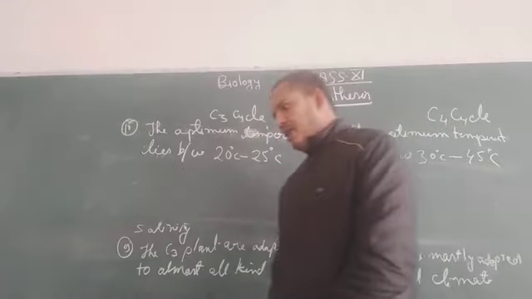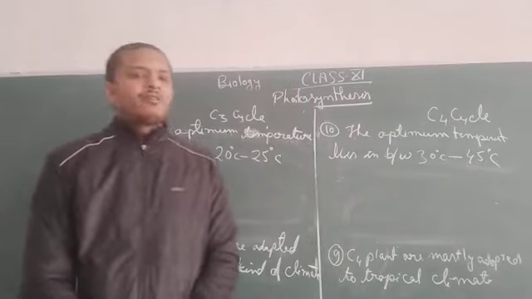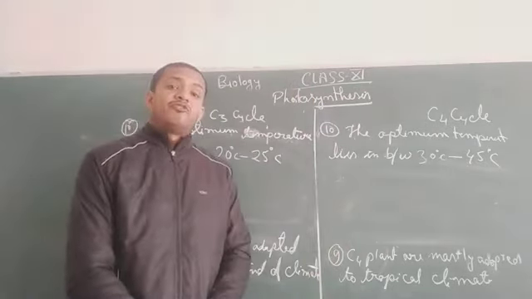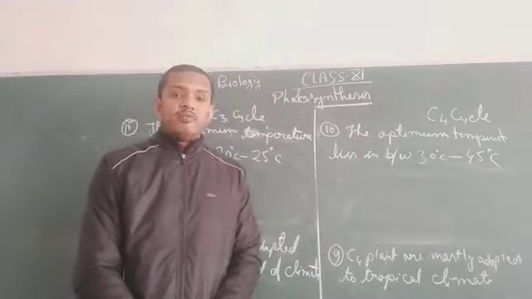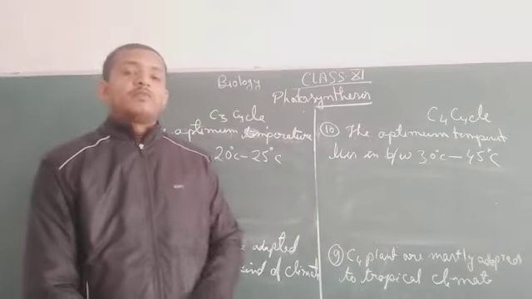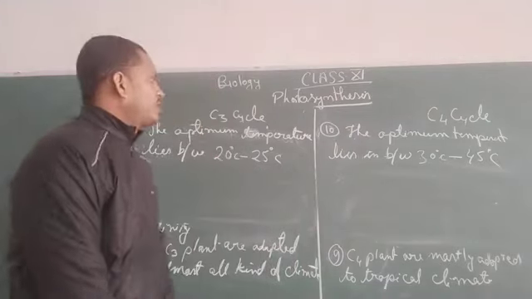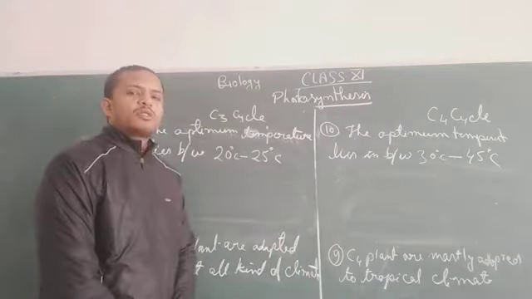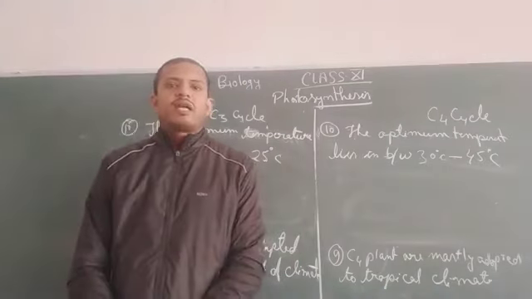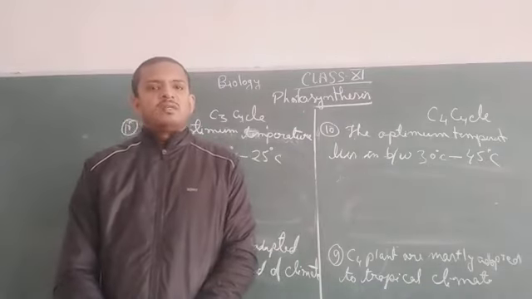And the next thing, there is a special feature in C4 plants, that is Kranz anatomy, in which the C4 cycle takes place in mesophyll cells in combination with the bundle sheath. But in the case of the C3 cycle, it takes place only in the mesophyll cells, okay.